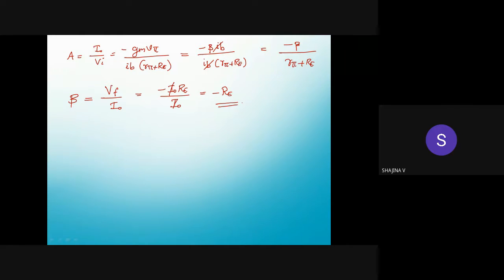Okay, now I can write the D, that is 1 plus A beta. So my 1 plus A beta is equal to what? 1 plus A beta, with A equal to minus beta divided by R pi plus RE and the feedback factor beta equal to minus RE. Okay, so minus into minus will be plus itself. Plus beta into RE divided by R pi plus RE. So 1 plus A beta is equal to beta into RE divided by R pi plus RE.